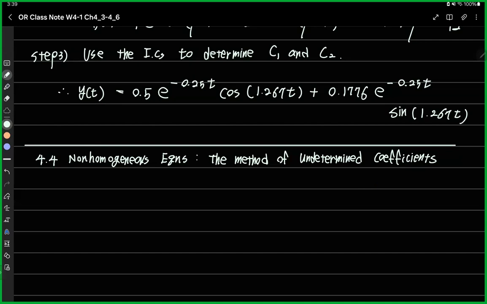Let me introduce the differential equation first. Non-homogeneous means that in engineering, the external force is non-zero. So a y double prime plus b y prime plus c y is equal to f of t. This f of t represents the external force.